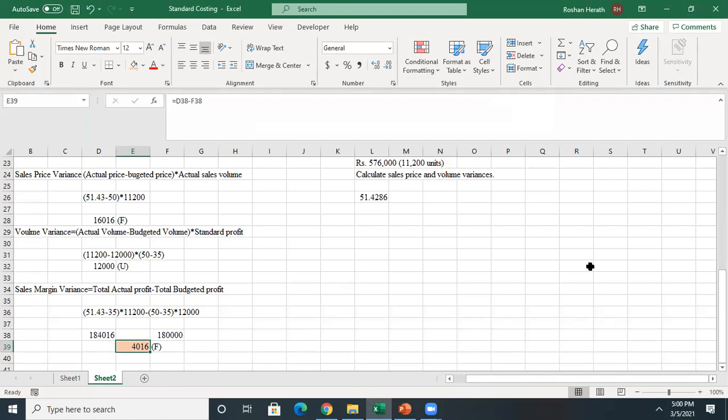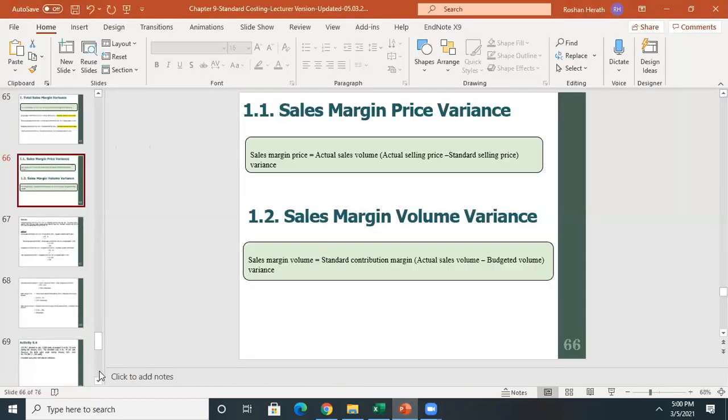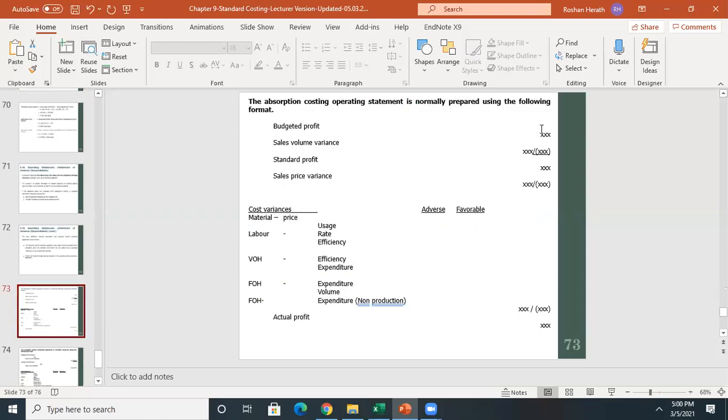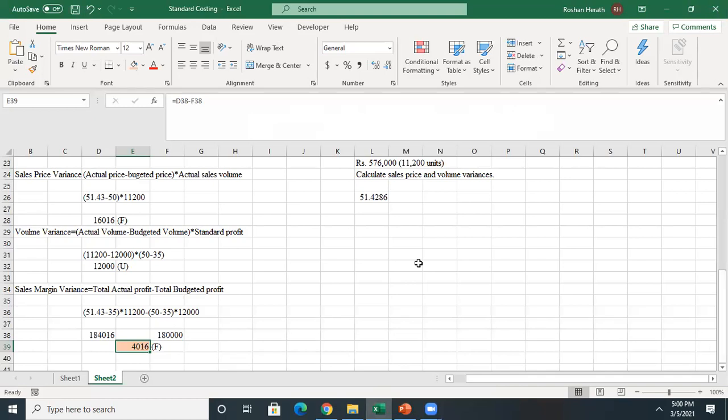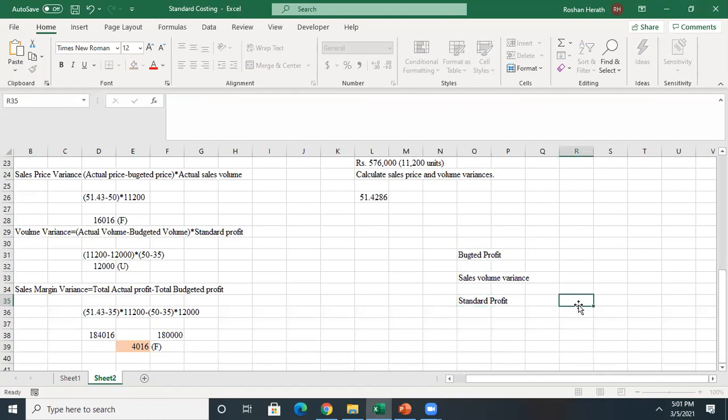Simple thing. Did you see how the structure of the operating statement is? We have the budgeted profit. Once we adjust the sales volume variance to that, we get the standard profit. Right? So let me take that particular part. You saw that the budgeted profit is there. Budgeted profit. Then once you adjust the sales volume variance, you get the standard profit.